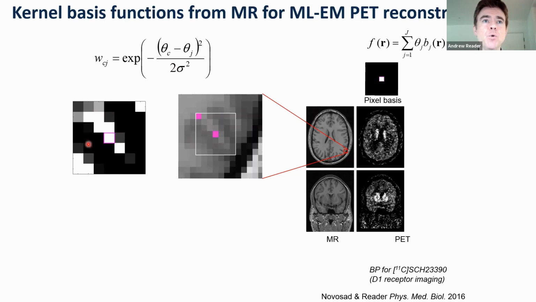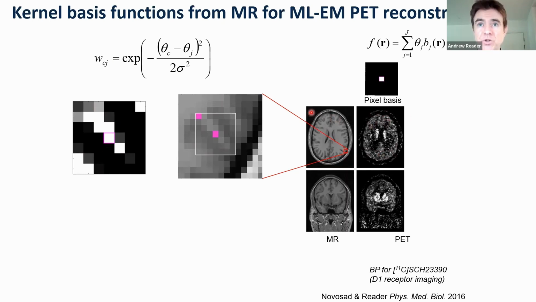So really, all you need to understand here is that you just look at an MR patch centered on the pixel of interest in the PET image, and you just get a similarity measure between all of the grayscale values in the MR. The idea then is that you could find one of these similarity maps for every single pixel in the PET image.